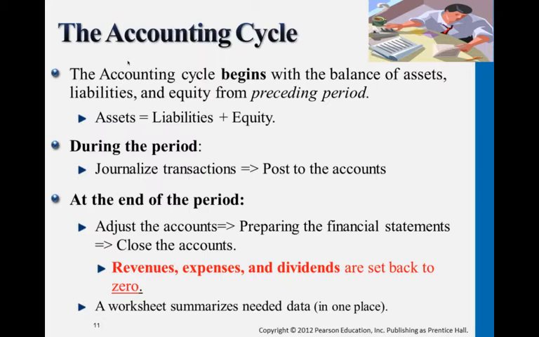When it reaches the end of the period, we make adjustments, the 5 categories, and then we use the adjusted amounts to prepare financial statements. Then later this chapter, you'll know how to close the accounts. Specifically, we're only setting revenues, expenses, dividends back to zero. Okay, this is just how accounting works.